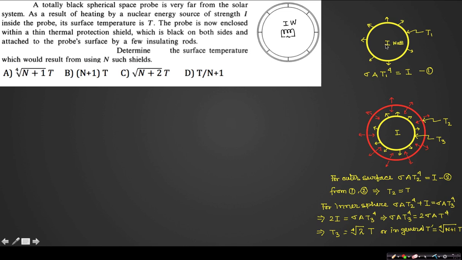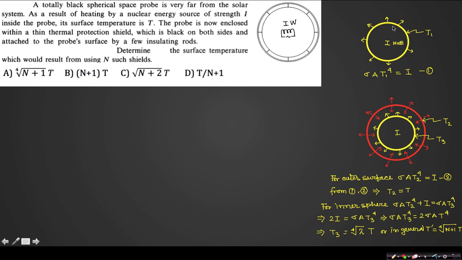So the inside power was I watt, that was generated by the nuclear power, and the outside surface, if the temperature is T, was radiating heat energy by the formula sigma A T1 to the power 4, where T1 is the temperature of the surface, which is given as temperature T. So the outer surface is emitting the power sigma A T1 power 4.